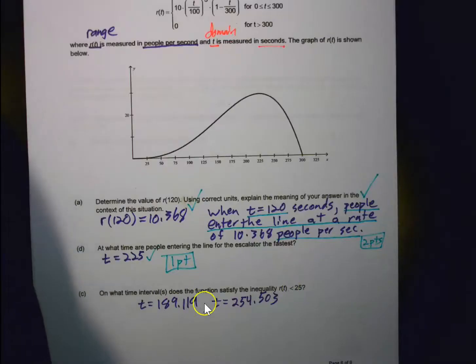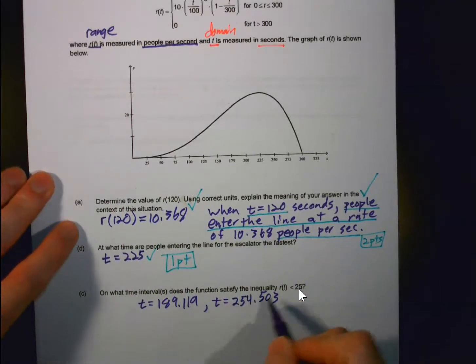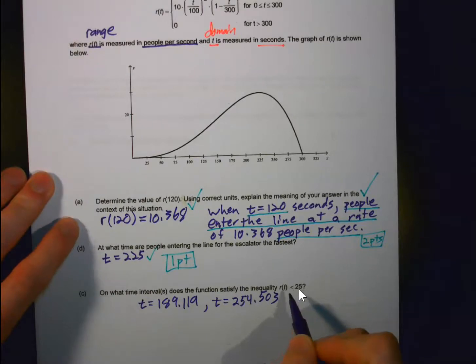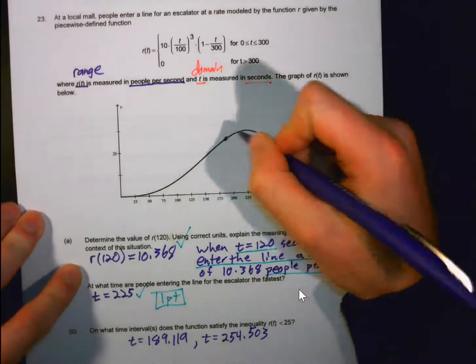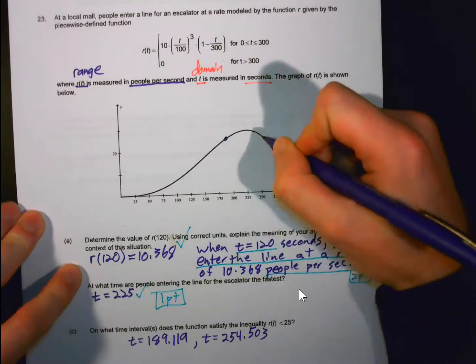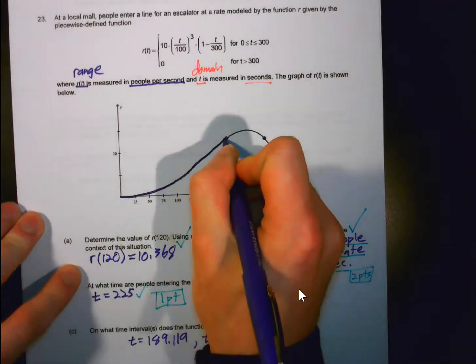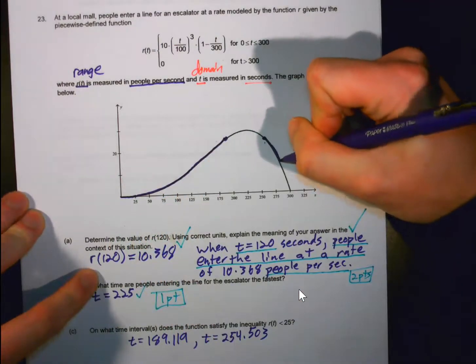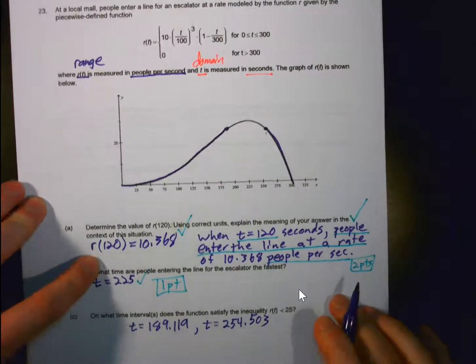But I don't just want those t values, right? It says over what time interval. So I want an interval. Does this function satisfy the inequality it's less than 25? That was when it was equal to 25. So I want when is r of t less than 25, well, it would be all the times up until right here, and then all the times after my 254. So all of these times up until then, and then all of the times after as well. So let me get that in proper interval notation then.